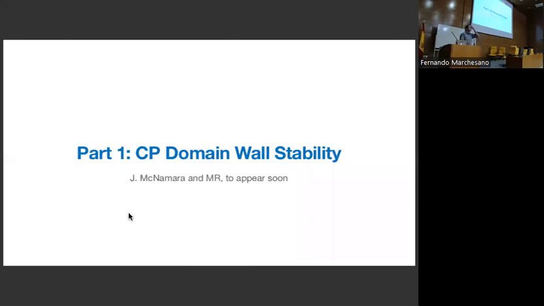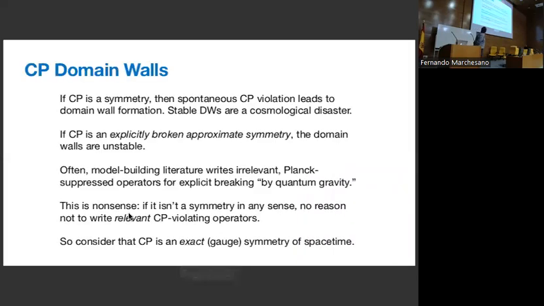So I'm going to start out talking about the first kind, where we imagine that CP is an exact symmetry of nature. This is work that I'm doing with Jake McNamara. And the basic question here is about domain walls. So if CP is an exact symmetry of nature that's spontaneously broken, then when it was broken in the early universe, domain walls would have been formed.